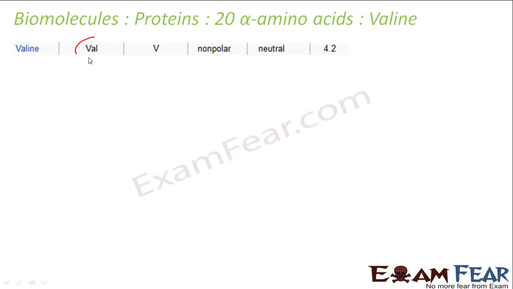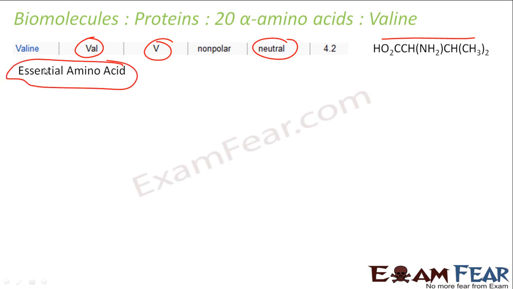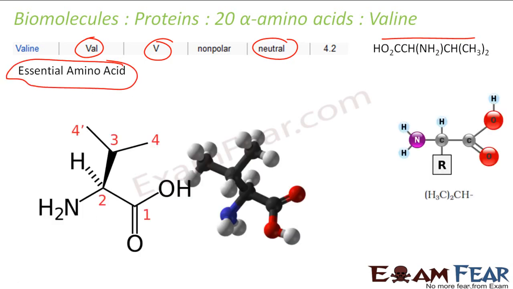Last is valine. VAL. V is the single letter. It's neutral, and this is the structure, molecular formula. It is also an essential amino acid. The body can't make it. This is the structure, and this is 2D. This is the 3-dimensional structure. If you compare with the general structure, this is my R. This R is nothing but CH(CH3)2. This is my R. And this is named after valerian. Valine is found in meat and beans.